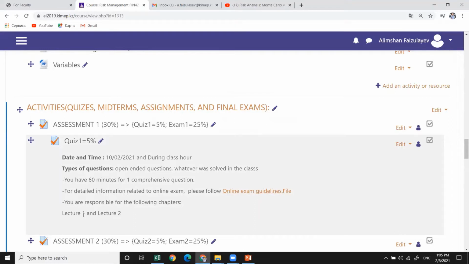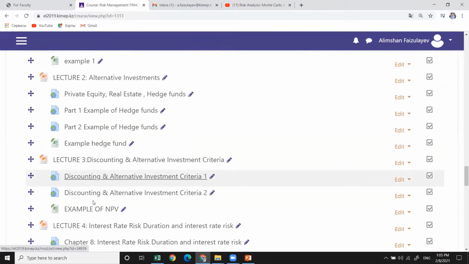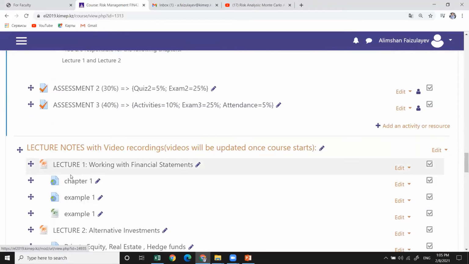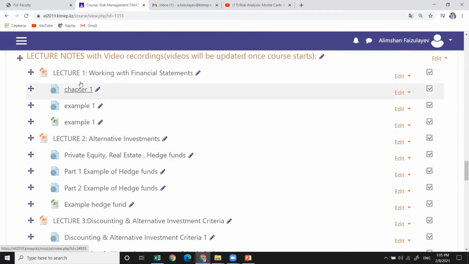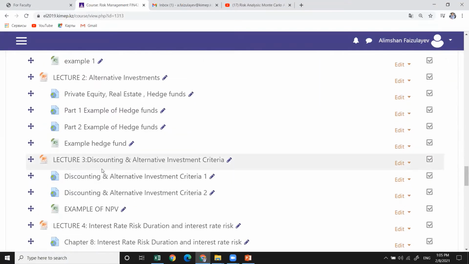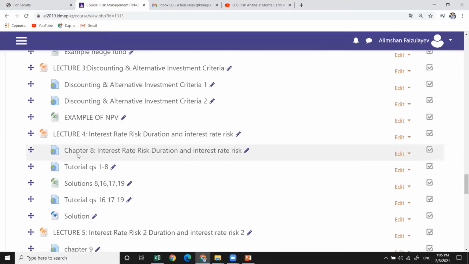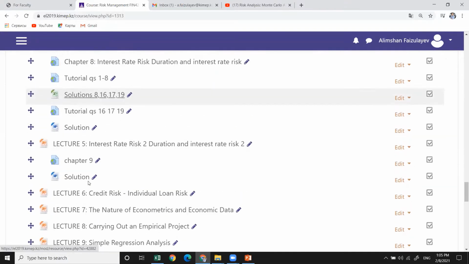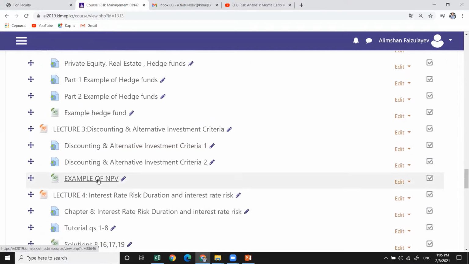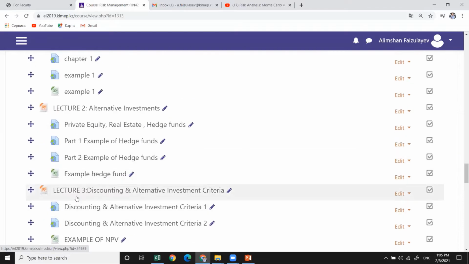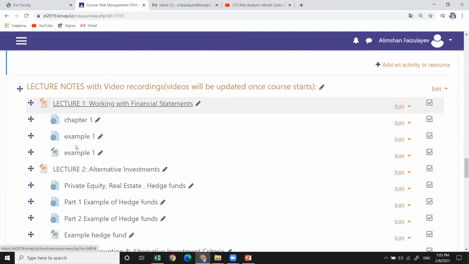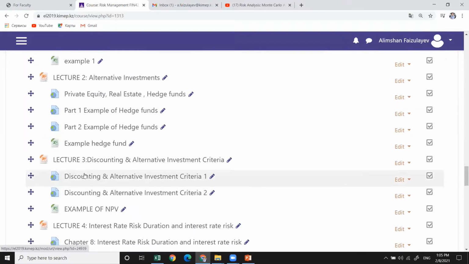And you're responsible for lecture 1 and lecture 2 that we did in the class, which are working with the financial statement and alternative investment. Discount and alternative investment criteria is not included. Once I finish this chapter, I will add it to exam 1. So exam 1 will include lecture 1, lecture 2, and lecture 3.